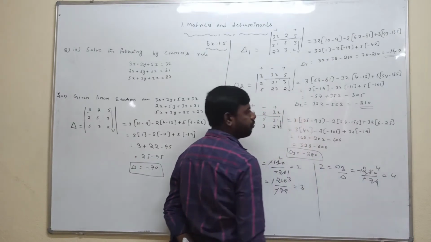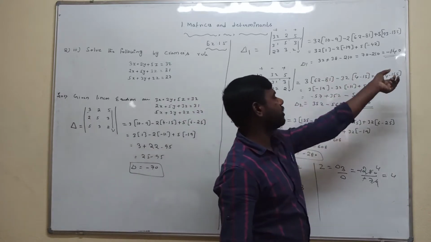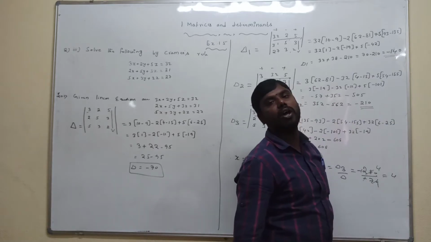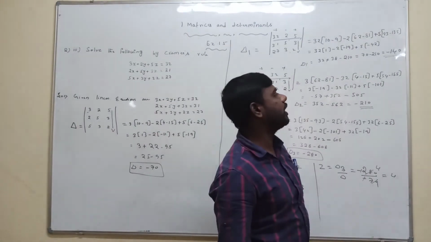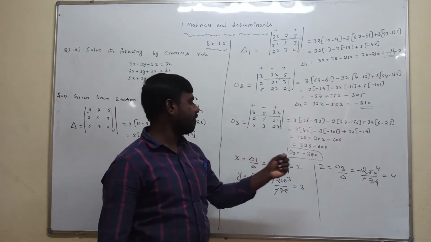So z value got. So delta 1 value is not minus 170. Small mistakes will be rectified. That one is 70 minus 210. That value is minus 140. Delta 1 value is minus 140. Delta 2 value is minus 210. Delta 3 value is minus 280.